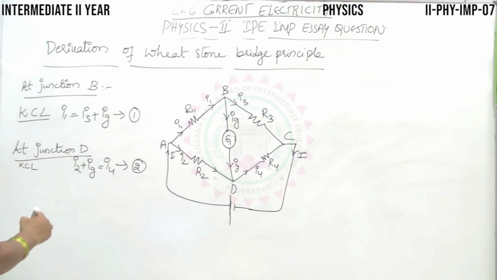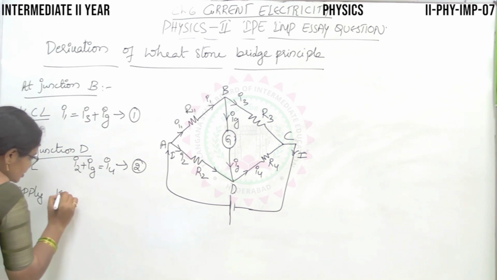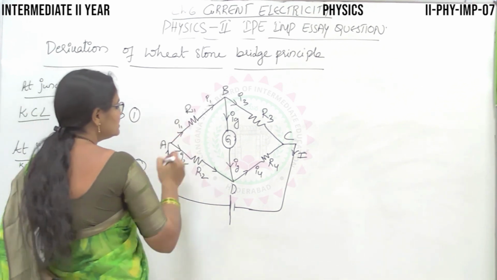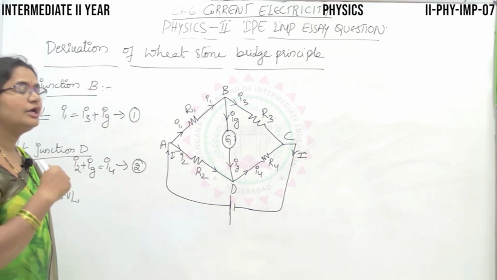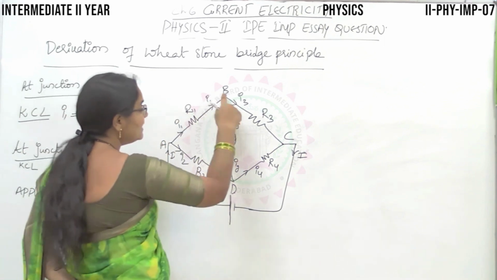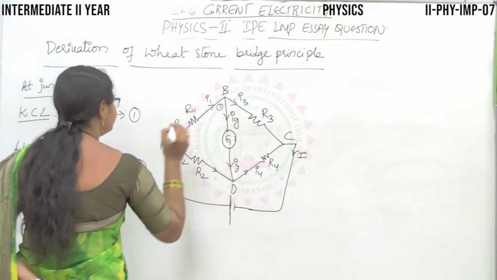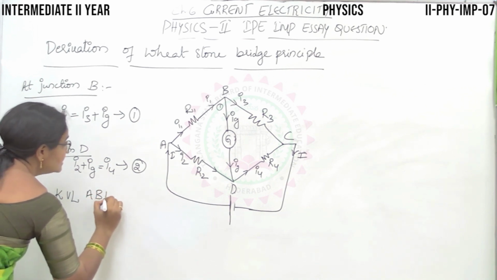Right. Next, apply Kirchhoff's voltage law or loop rule to the first loop. We have three defined loops here, but we will take the help of only two loops. A, B, D, A is the first loop. B, C, D, B is the second loop.